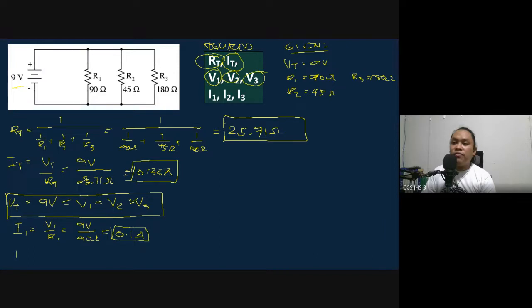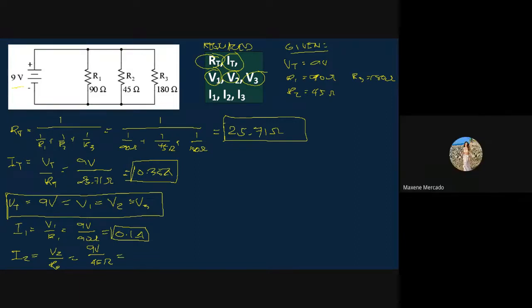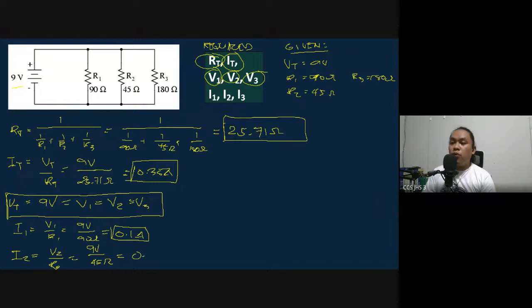Next, let's solve for I sub 2. Same formula: V sub 2 over R sub 2 is equal to 9 volts divided by 45 ohms. What's the value of our I sub 2? 0.2. Very good, 0.2 ampere.